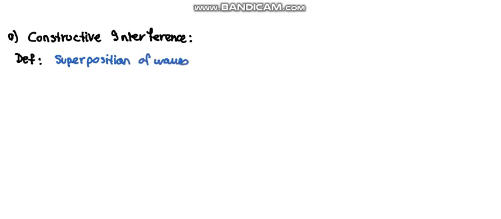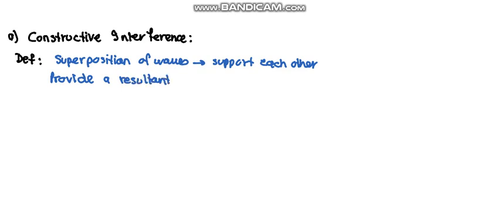Constructive interference. The definition is that the superposition of waves which support each other to provide a resultant wave with greater displacement is called constructive interference.